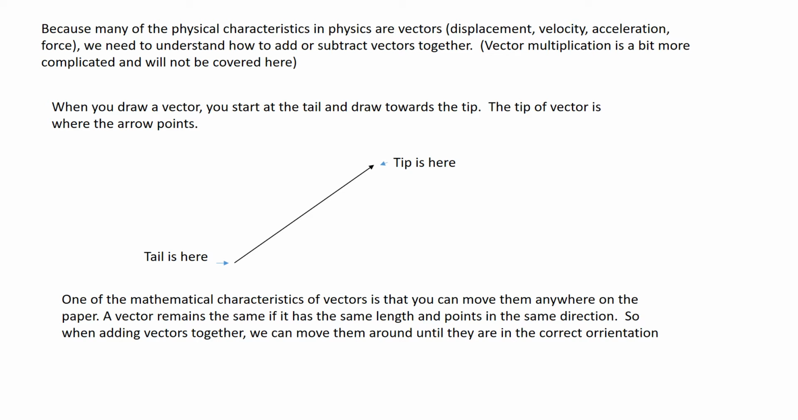One of the mathematical characteristics, one of the things that makes vectors so easy and good to use, is you can move them anywhere on the paper. A vector remains the same if it has the same length and points in the same direction. So when you add vectors together, you can move them around until they are in the correct orientation.